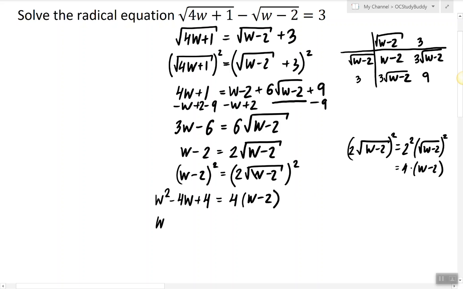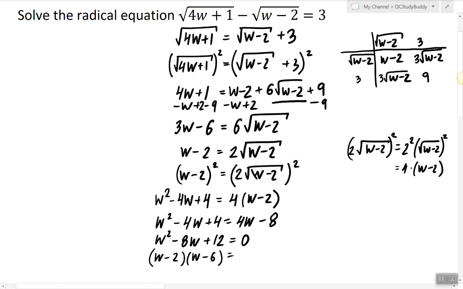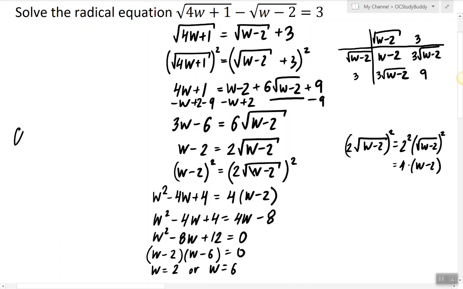To solve it, we have to write it in standard form first. So let's distribute 4, subtract 4w from both sides, and add 8 to both sides. As a result, we have a simple quadratic equation which can be solved by factoring. So w equals 2 or w equals 6. However, since we're solving a radical equation, we always have to check for extraneous solutions.